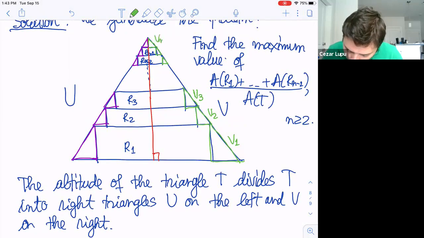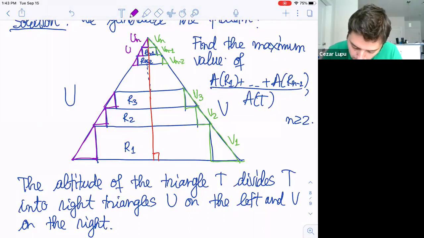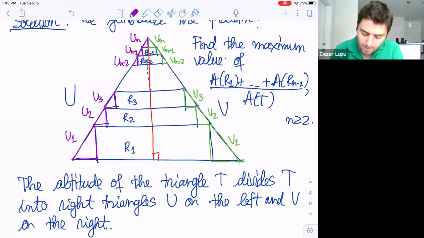This will be, the last one will be Vn. This will be Vn minus 1, Vn minus 2. And the same thing will happen here. This will be Un, Un minus 1, Un minus 2, U3, U2, U1. Right? Because if you add all this together, it will give me the area of the entire triangle.